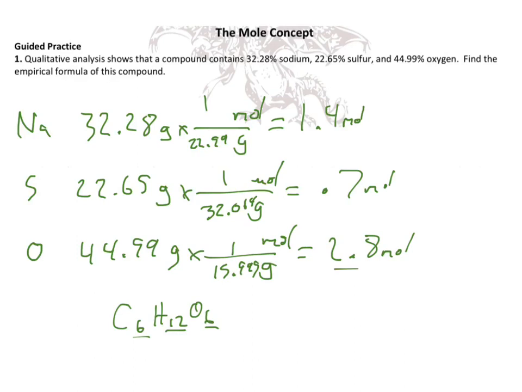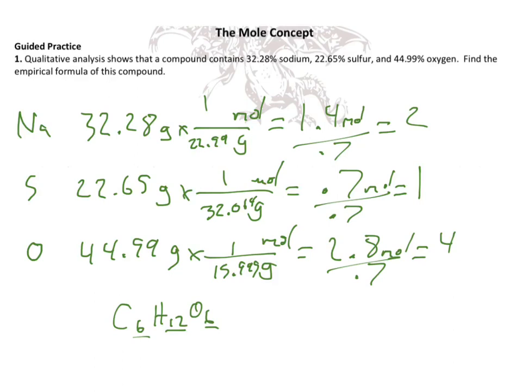Which one of these is the smallest? 0.7 is the smallest. So you divide them all by 0.7, and this is going to be 1, this is going to be 2, and this is going to be 4. And so we end up with 2, 1, and 4.